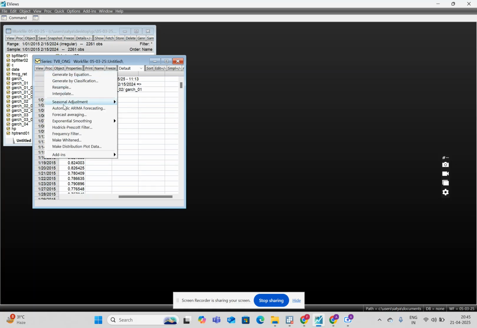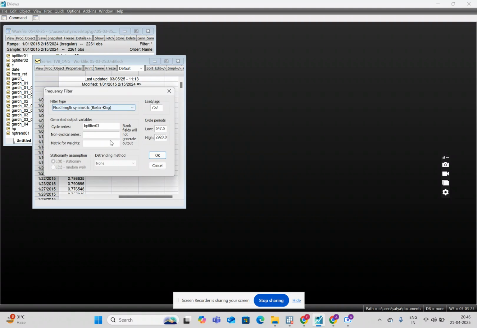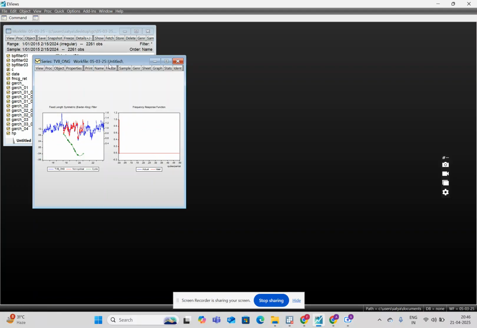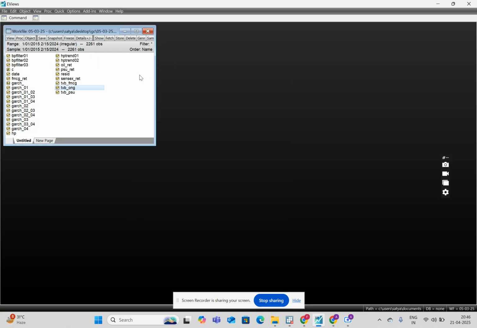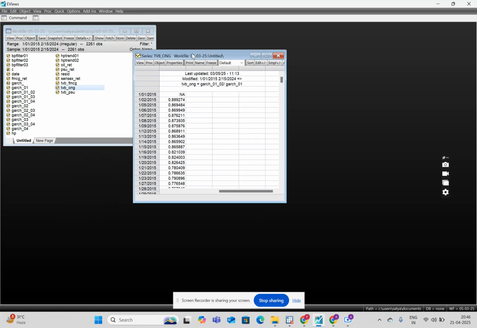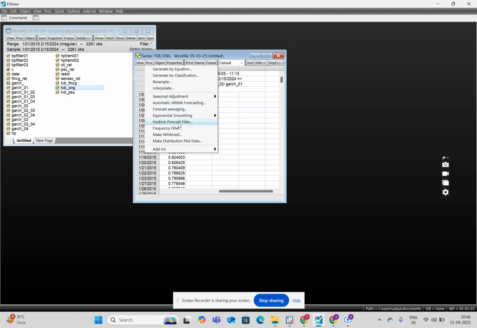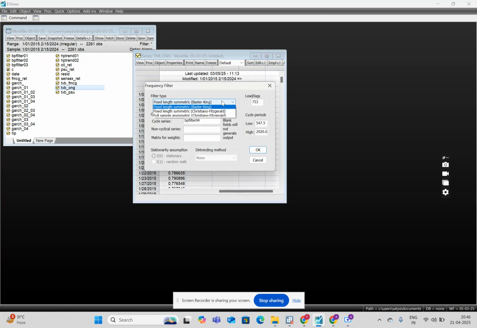We open the time varying beta series, go to frequency filter, and here we open the Baxter King filter. As you can see, it cannot explain much of a cycle very well, so we cannot understand much from this kind of data. What is better is using the Christiano Fitzgerald method. So we again go to the series, go to Proc, go to frequency filter, and then fixed length symmetric. Actually, fixed length asymmetric is the best one, but first let's see how the data set looks in fixed length symmetric.